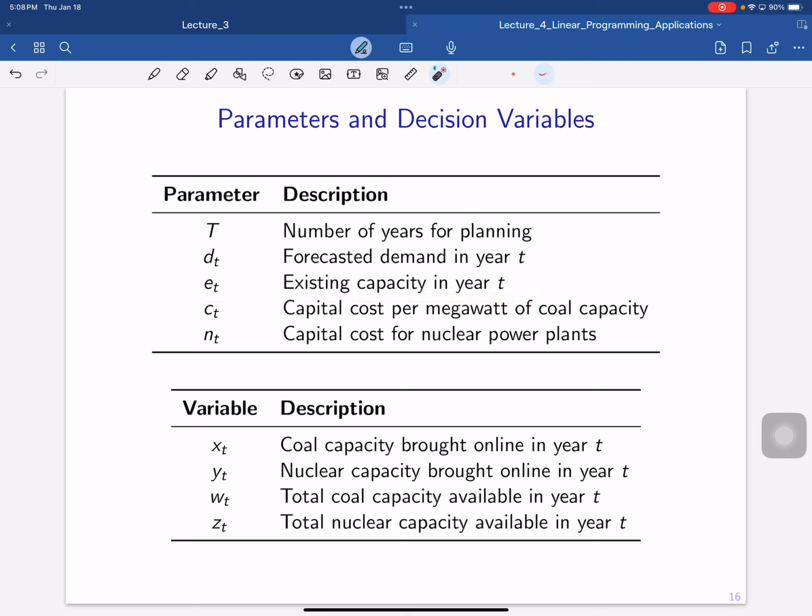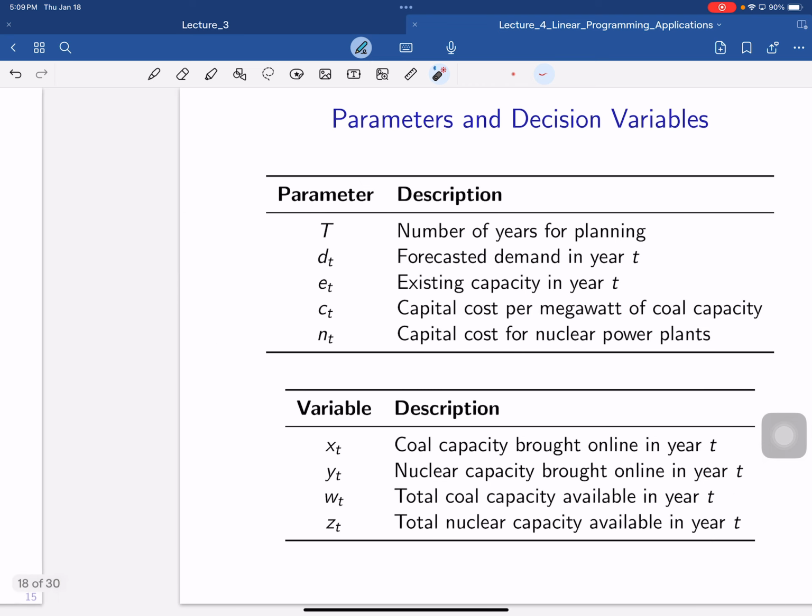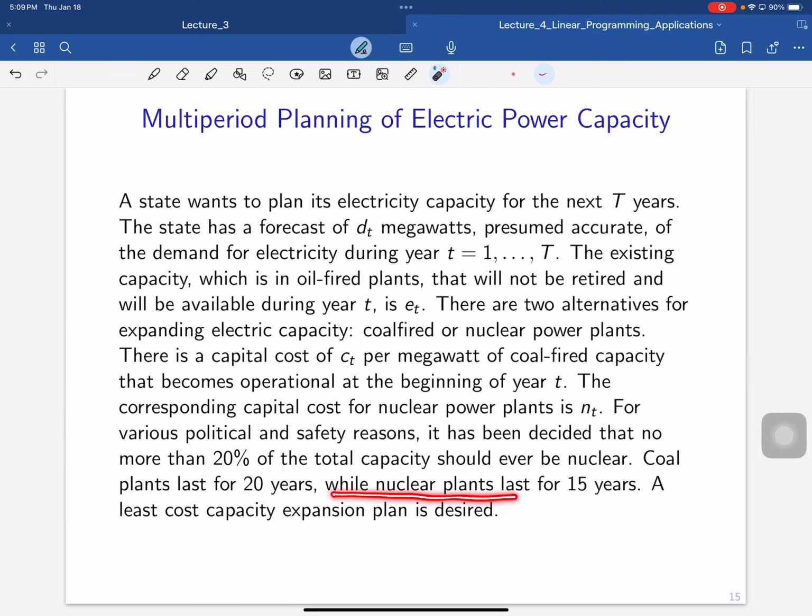CT and NT are the capital costs for the coal-fired power plants and the nuclear power plant. The variables include the coal capacity brought online in year T, the nuclear capacity brought online in year T, and then the total coal capacity, because the coal and the nuclear capacity can retire, right? If you look at the problem, the nuclear plant lasts for 15 years, and the coal plant lasts for 20 years, right? So you need to consider they may retire when the number of years is too long.